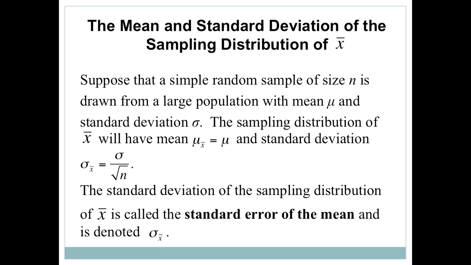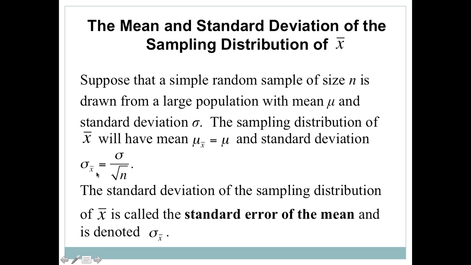So we have formulas here for the mean and the standard deviation. Let's go through this slide and then we'll see how it actually works. Let's suppose that a simple random sample of size n is drawn from a large population with a mean of mu and a standard deviation of sigma. So the mean and standard deviation are given. Now the sampling distribution of x bar, mu of x bar, that's this right here, is going to be the same as the population mean. And then we have a little formula for calculating the standard deviation.